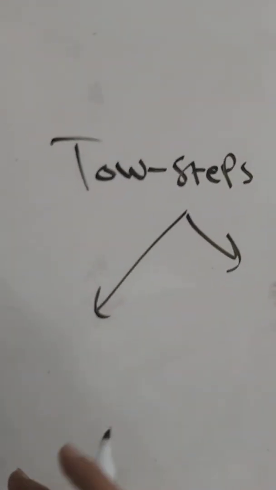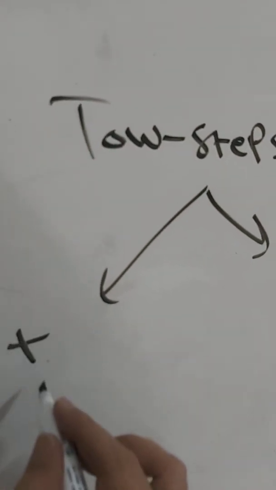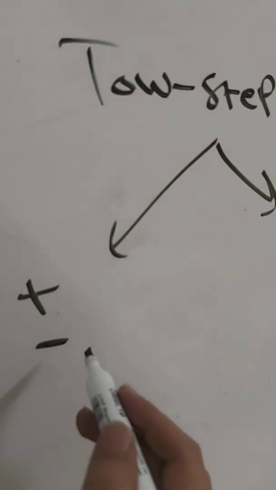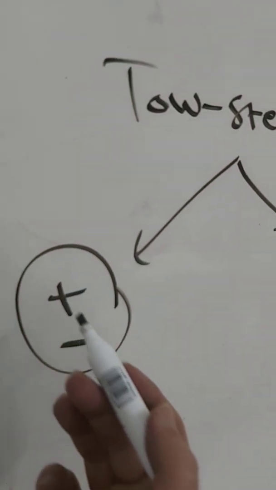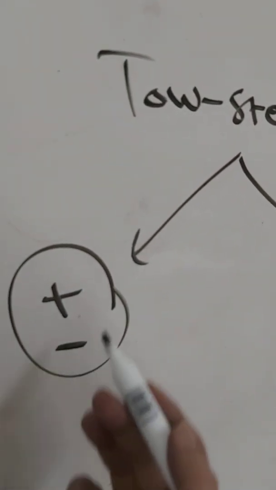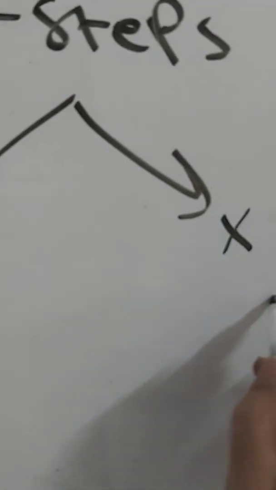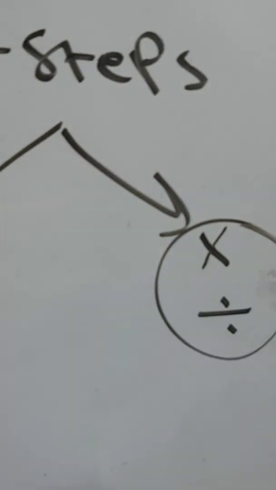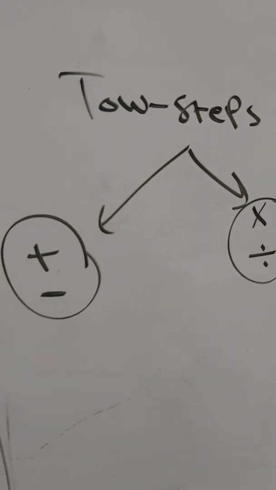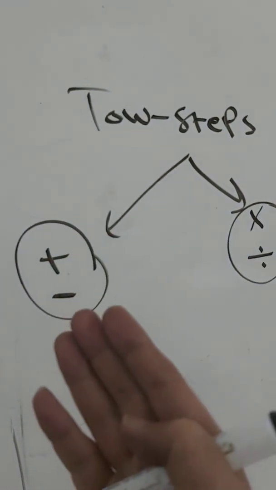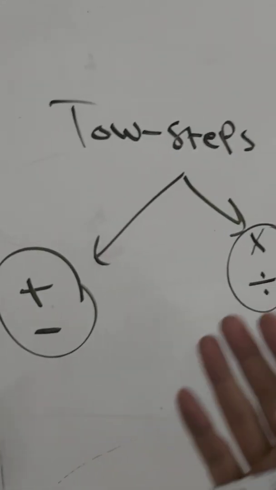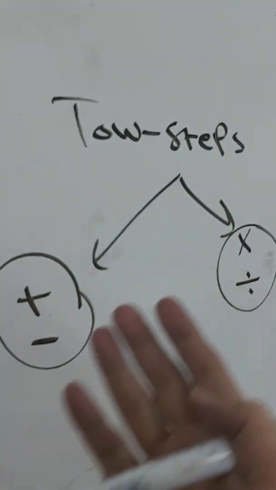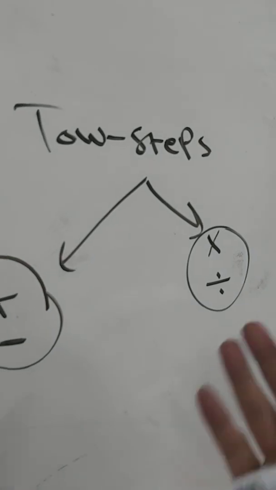The first step, you need to get rid of the addition or the subtraction in the inequality. Means if you have addition, you will do subtraction, and if you have subtraction, you will do addition. The second step, you need to do the multiplication or the division in the inequality. So first we will add or subtract, the second step we will multiply or divide. That's why we call them two steps. This is a step, then a step, okay?